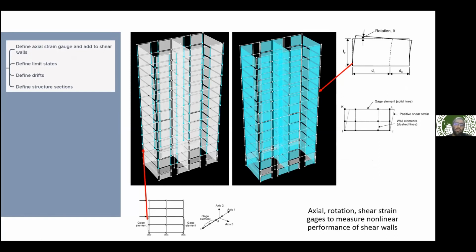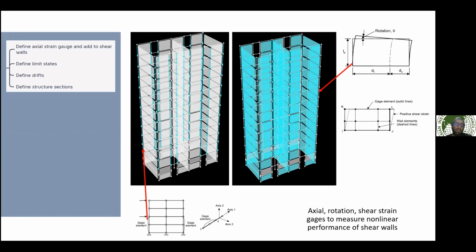Now, strain gauges can be of multiple types. They can be linear strain gauges, and then they can be rotation type as well. So the linear strain gauges basically measure axial strain at wall corners. And then they tell you what is the amount of axial strain. And looking at the axial strain, you can judge whether your shear wall has yielded or not, right? So that gives you an option of checking shear wall yielding.